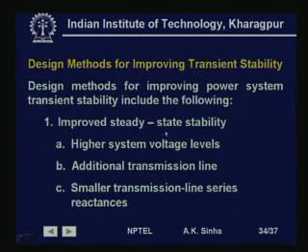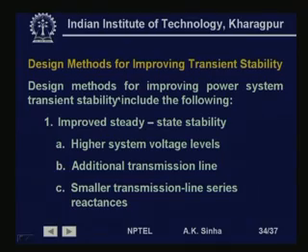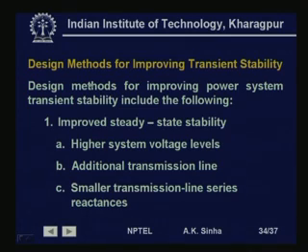So, with this we have seen how we can do the transient stability analysis of a single machine connected to infinite bus system using equal area criterion. We have also seen how we can do a numerical integration of the swing equation and how we can apply it for a multi machine system. Now, we will see how we can use this transient stability analysis for improving the system operation. So, what are the methods by which we can improve the transient stability of the system?